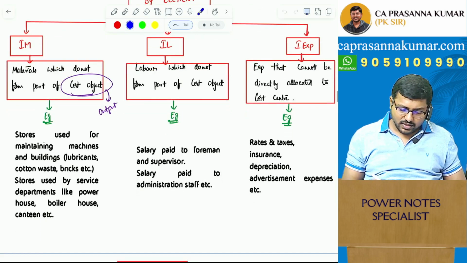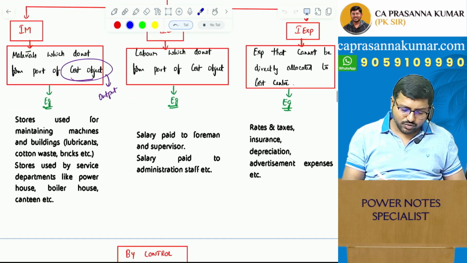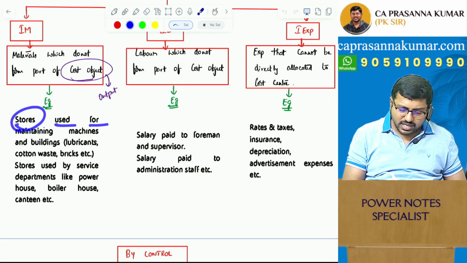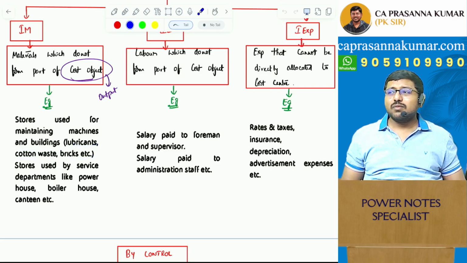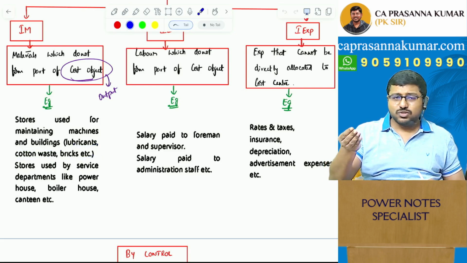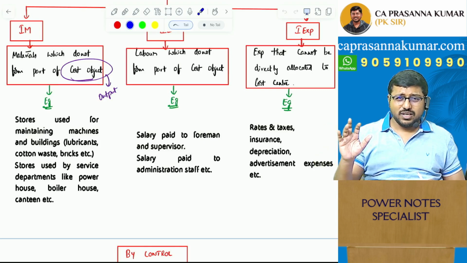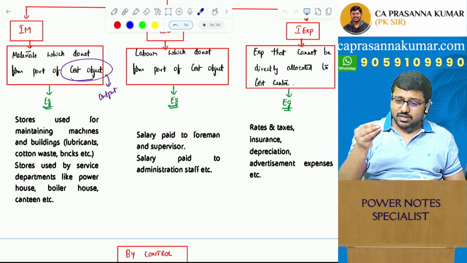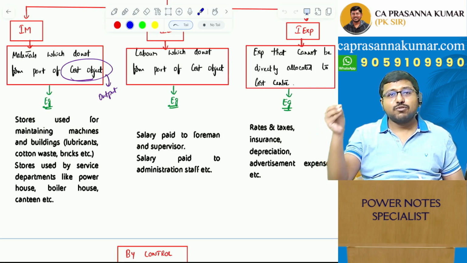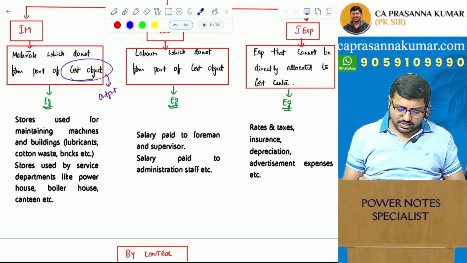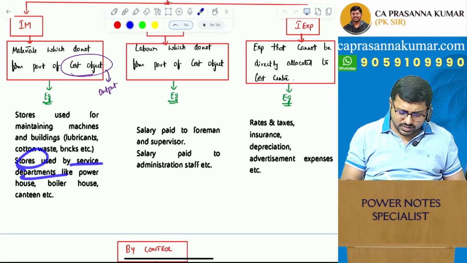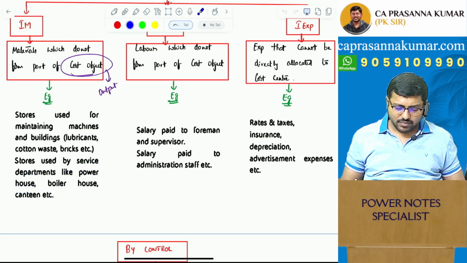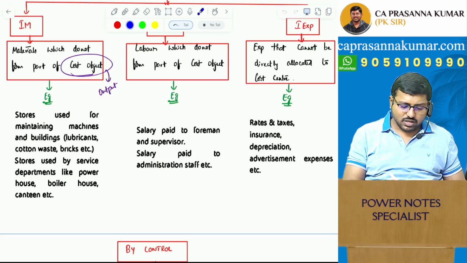That's the best example I can give. Easy to understand. Okay, a few more examples your ICA has given. Let's go through that. Stores used for maintaining machines and buildings, that is lubricants, cotton waste, bricks. See, in most companies there will be cotton waste also. They'll use cotton to clean the machines and a lot of other stuff. It will not go into final product manufacturing, but you'll be using it for cleaning purposes. It is a material, you're using it, but it is not forming part of the output. Therefore, it is indirect material. Clear? Right. Then stores used by service departments like powerhouse, boiler house, canteen, etc. All these stores that they are using will also come under indirect materials.